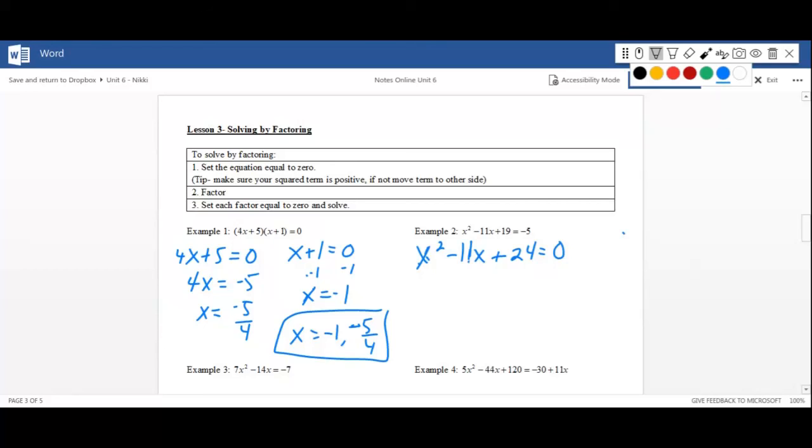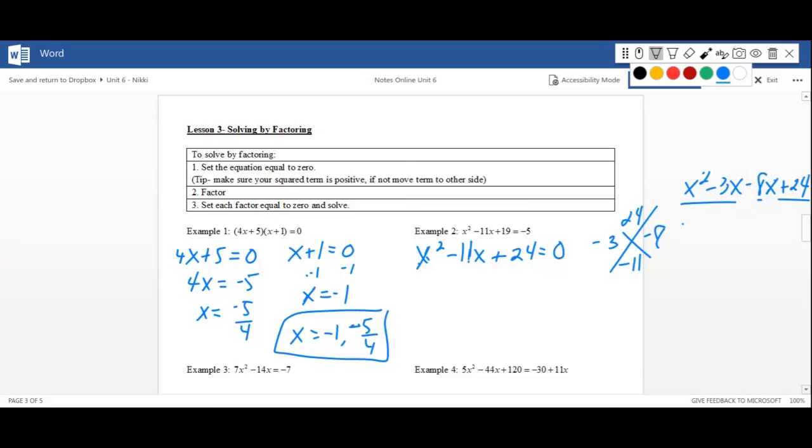Step 2 is to factor. So we've got a trinomial, so I'm going to bring out the x, 24 in the top, negative 11 in the bottom. So what two numbers would multiply to a positive 24 but add to a negative 11? Negative 3 and negative 8. I'm going to do the factoring work over here, so we have some space on the sheet to write out our answers. So x squared minus 3x minus 8x plus 24.